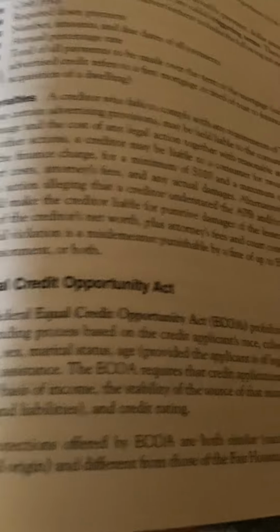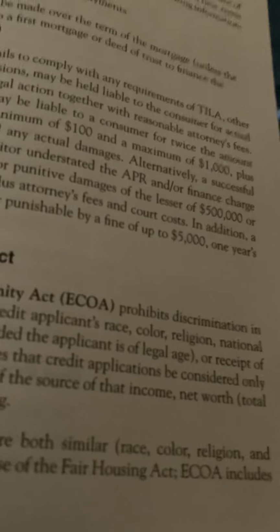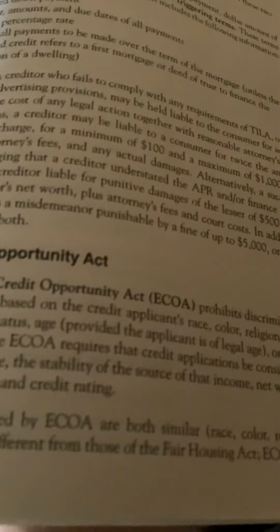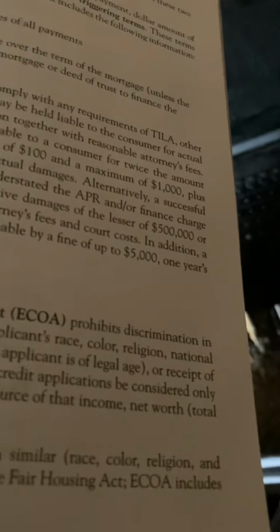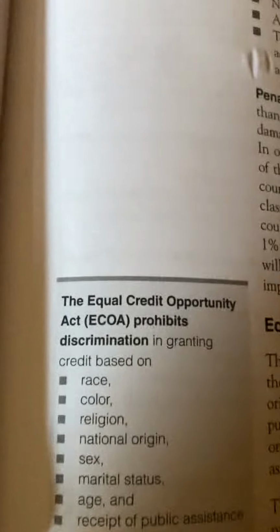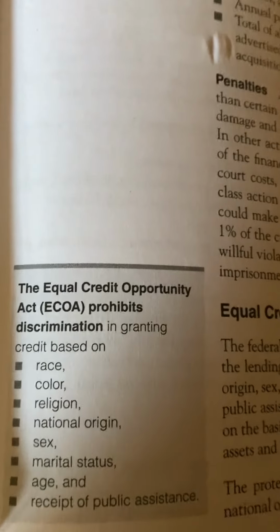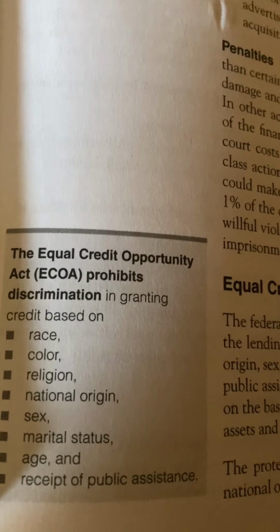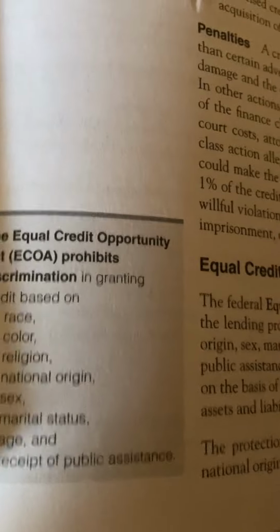The protections offered by ECOA are both similar, race, color, religion, and national origin, and different from those of the Fair Housing Act. Here it shows the Equal Credit Opportunity Act. ECOA prohibits discrimination in granting credit based on race, color, religion, national origin, sex, marital status, age, and receipt of public assistance.